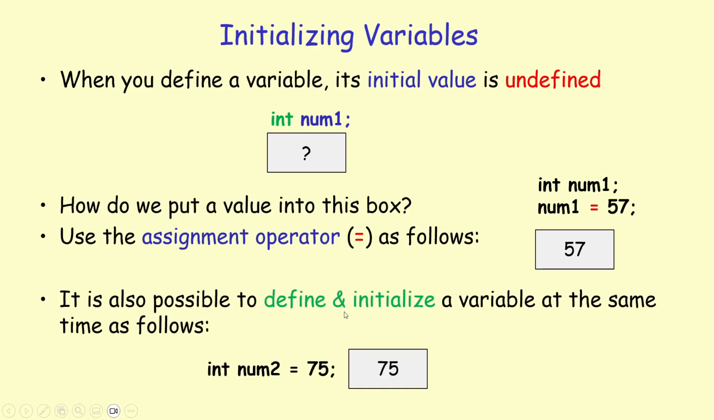It is also possible to define and initialize a variable at the same time, as follows. You could say int num2 is equal to 75. What we did here was, instead of first declaring the variable and then initializing it, we combined these two statements into one, where we declare the variable and initialize it.